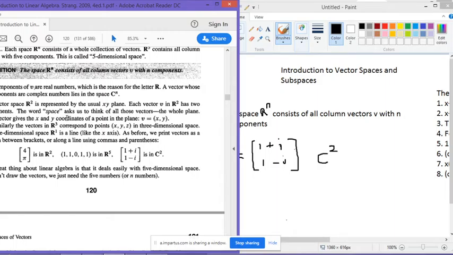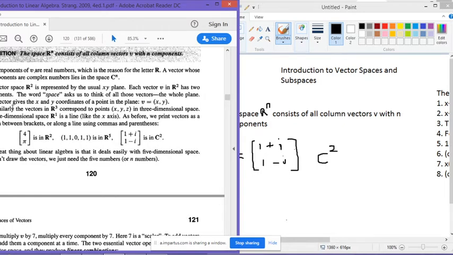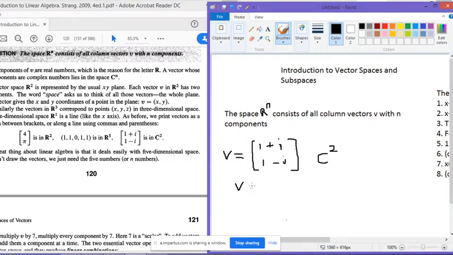So the word space asks us to think of all those vectors, the whole plane. Each vector gives the x and y coordinates of a point in the plane, so that can be written as v is equal to x comma y.